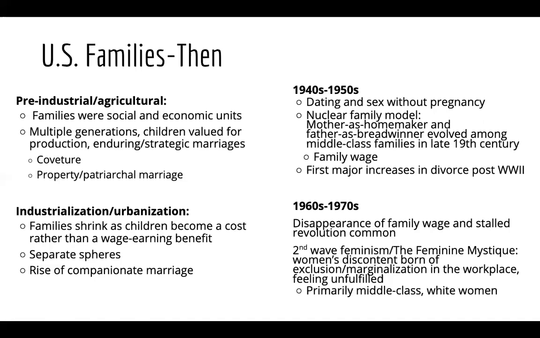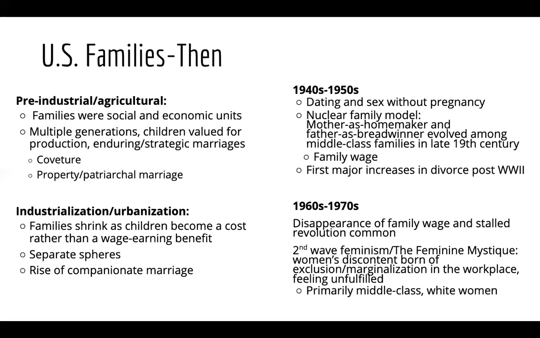Women were considered to be the property of their husbands, and husbands were the undisputed head of the household. And we can further see this through the practice of something called coverture. Under coverture, married women were considered to be under their husband's protection and authority. They couldn't own any property in their own name. Any property that they had became their husband's property upon marriage.